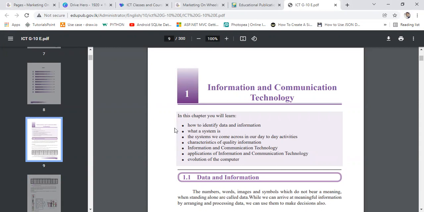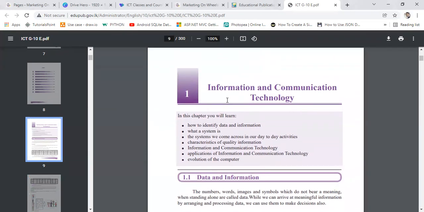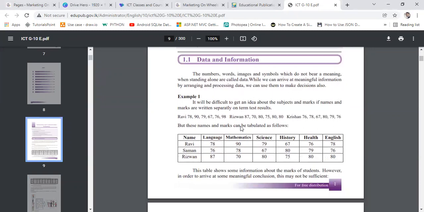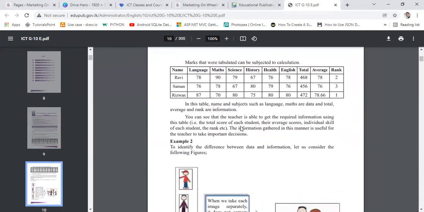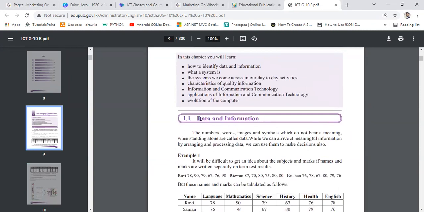you might have already studied these. These are just revisions. So we will start with the first unit, information and communication technology. There are just a few things for you to study. One is data and information. What is data? What is information? Examples for them and the difference between data and information. Those things you should know here.